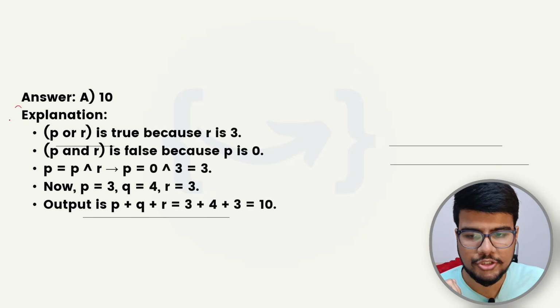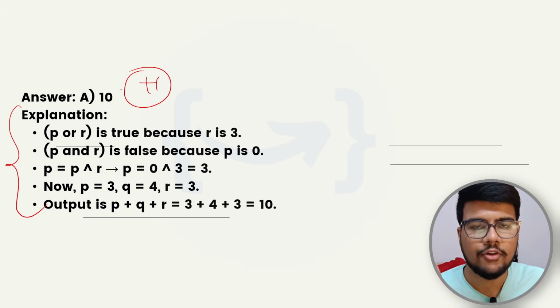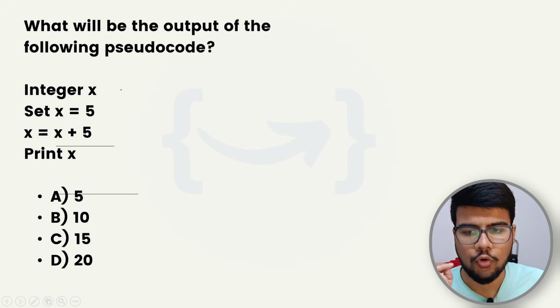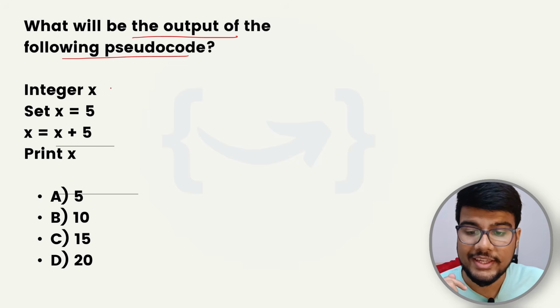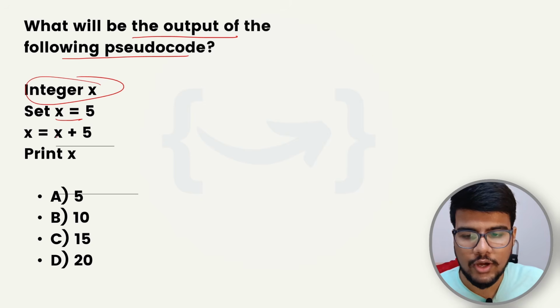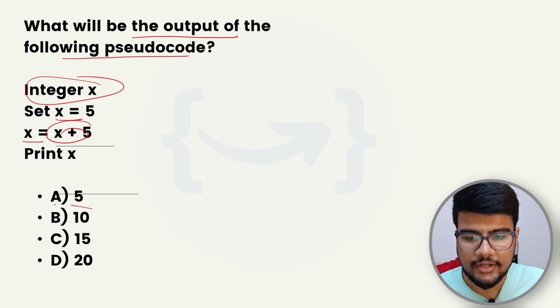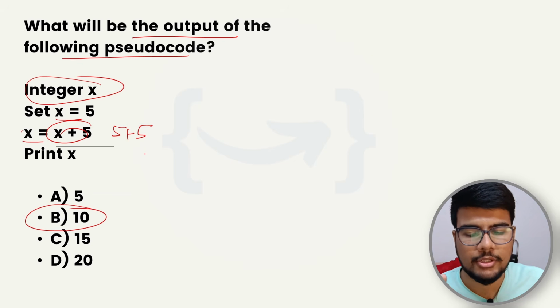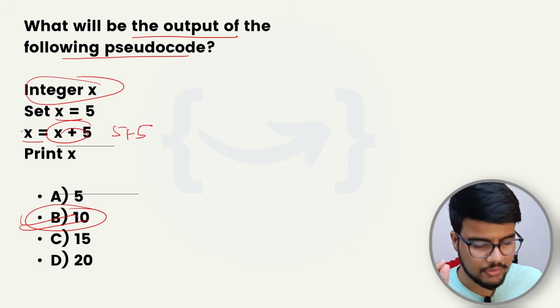You can see the explanation, plus one if you have marked this question right. Before losing time, what will be the output of the following pseudocode? Very easy question, I guess. Integer x is initialized, set x as 5, set x plus 5, and bingo, the answer would be 10. So x value is 5, previously set as 5, so 5 plus 5 is 10, and bingo, you have solved this question.